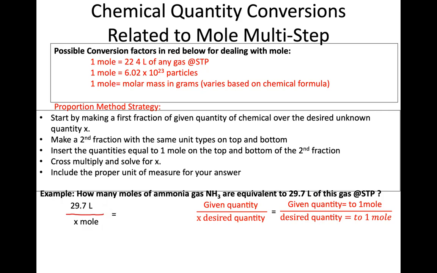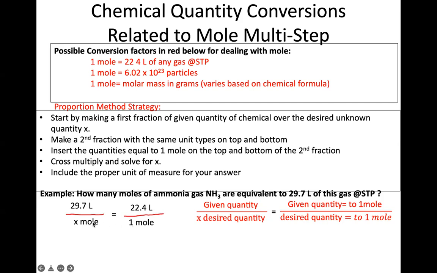Now, when we set the fraction on the right, what we're looking for are the quantities that are equal to 1 mole. So for liters, the quantity equal to 1 mole is always 22.4. The labels have to match: liters on the top on the left, liters on the top on the right. And the label mole has to match on the bottom.